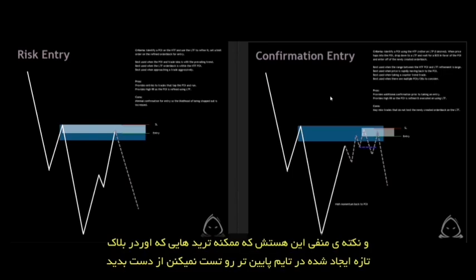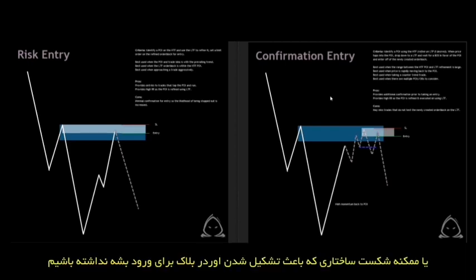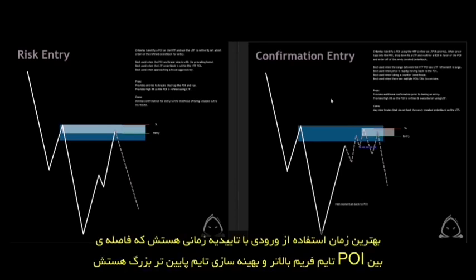And a con to the confirmation entry is that you may miss trades that simply do not test the newly created order block on the lower time frame, or simply you might not get a break of structure that forms another order block that you can enter on, so the trade may just tap the point of interest and continue pushing to the downside. The confirmation entry is best used when the range between a higher time frame point of interest and a lower time frame refinement is quite large.